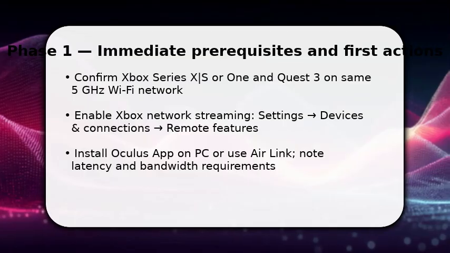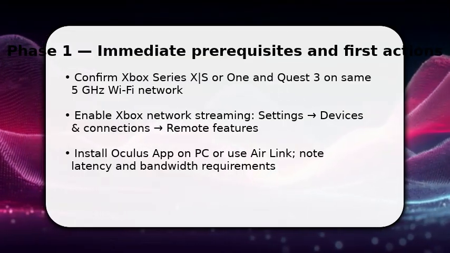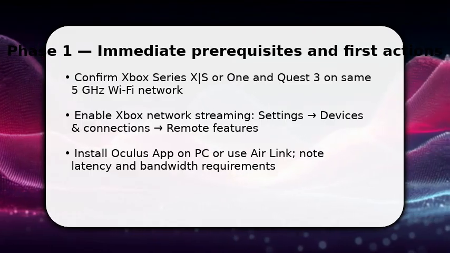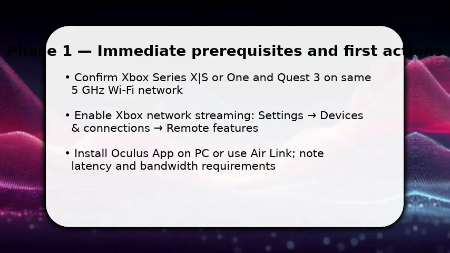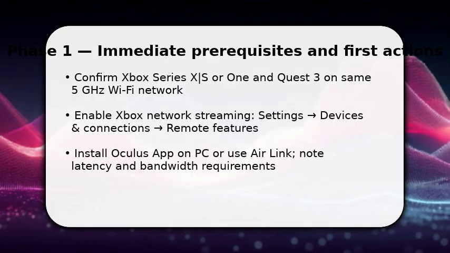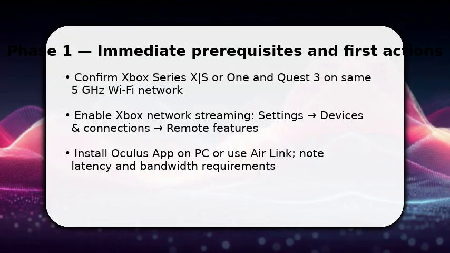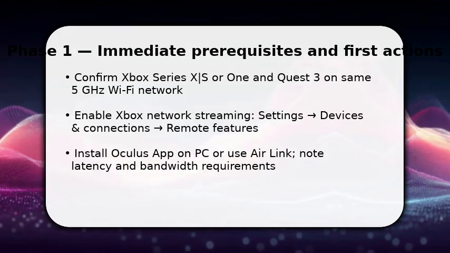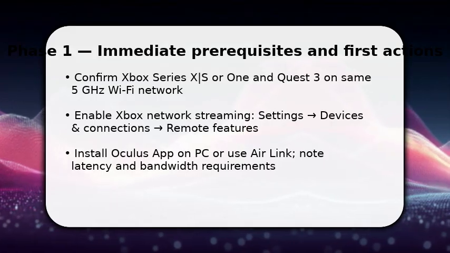You start by confirming hardware and network. Make sure your Xbox and Quest 3 share the same 5 GHz Wi-Fi and that Xbox streaming is enabled. Next, sign into the same Xbox account on Console and Oculus app because authentication links the devices. Once done, decide whether to use a PC as bridge or direct casting. The PC route reduces latency, but casting is simpler.